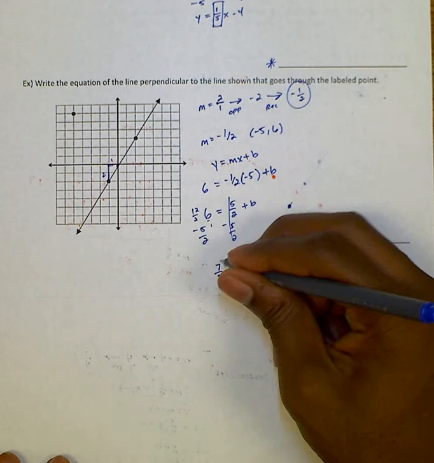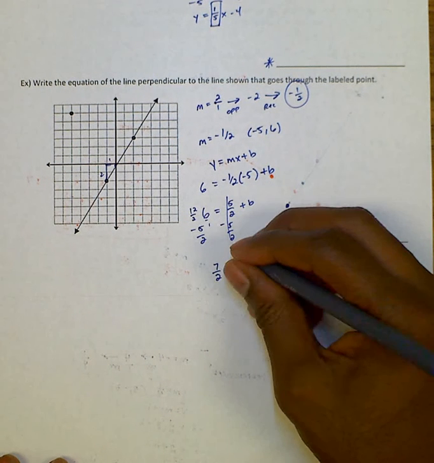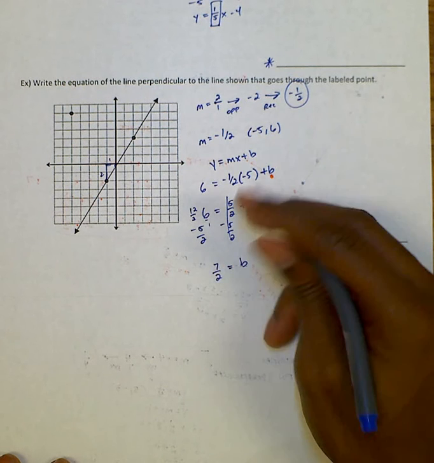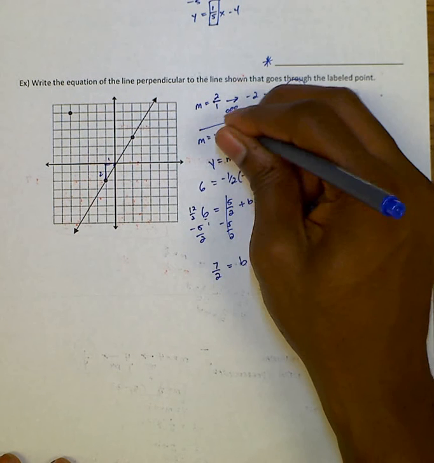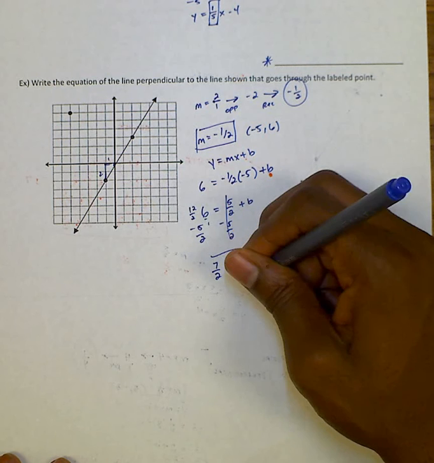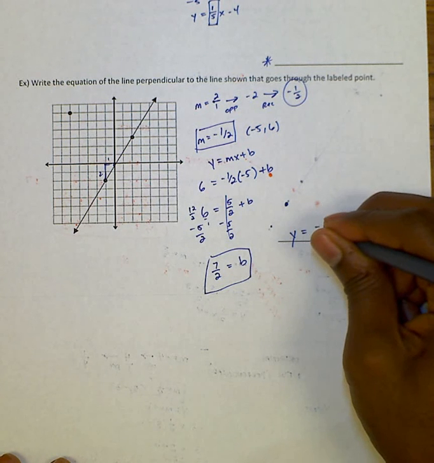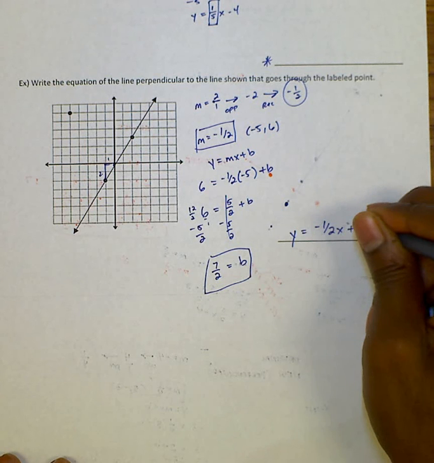It's a fraction. It's not pretty, but that's okay. We can use this to write our equation. Our slope is -1/2. Our y-intercept is 7 over 2. So y equals -1/2 x plus 7 over 2.